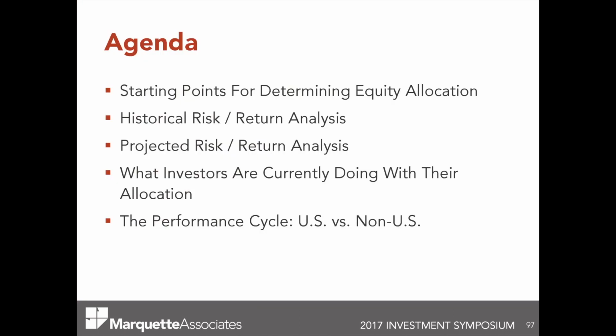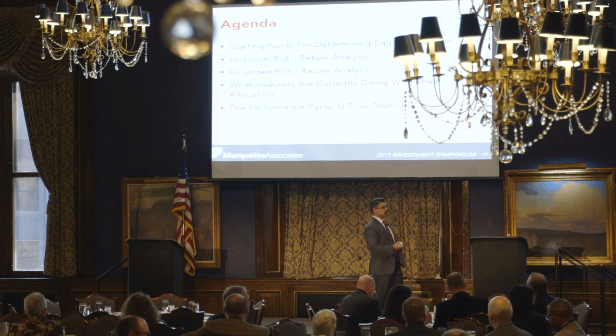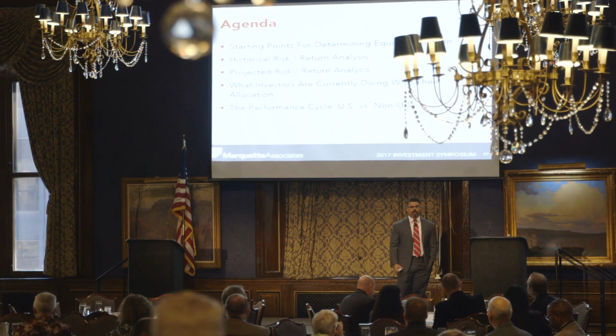The agenda for this flash talk, we're going to start by taking a look at some initial potential starting points for determining an equity allocation. We're going to do a little nerding out and look at some risk-return analysis, both in terms of historical data as well as looking out into the future. We'll see how institutional investors are currently allocated U.S. to non-U.S. equities. And then we'll wrap up this flash talk with the discussion on the performance cycle, U.S. versus non-U.S. equities.